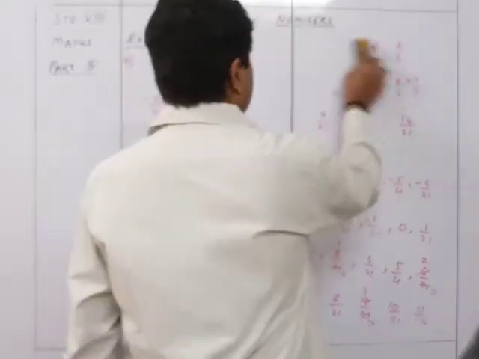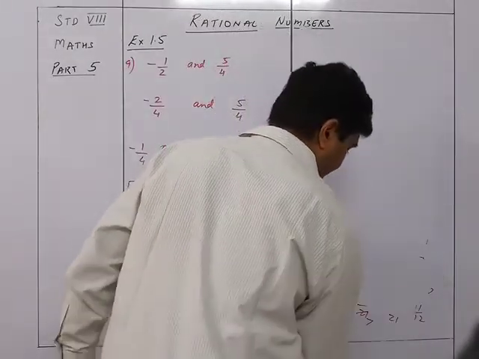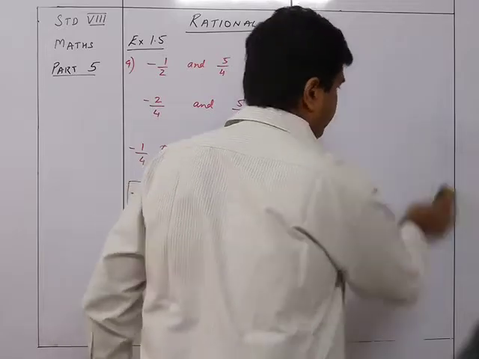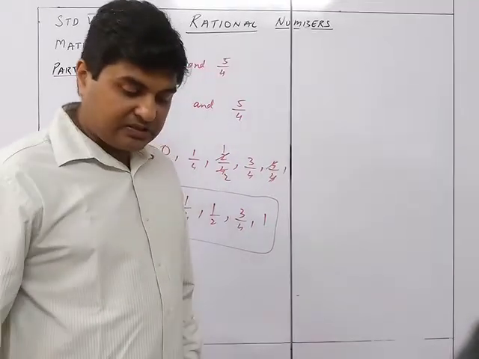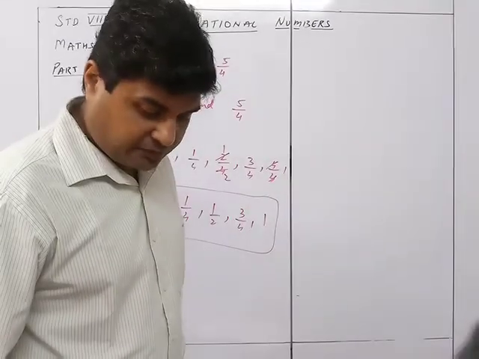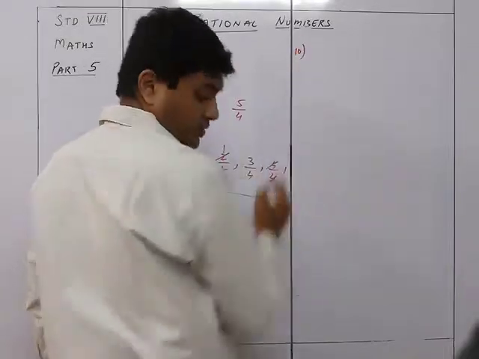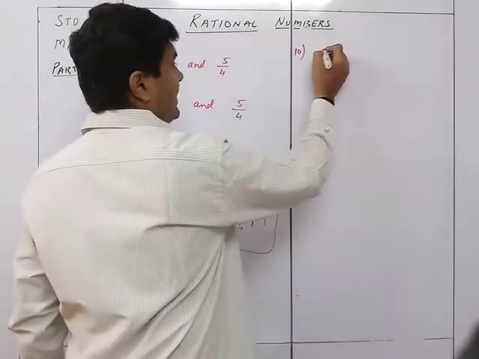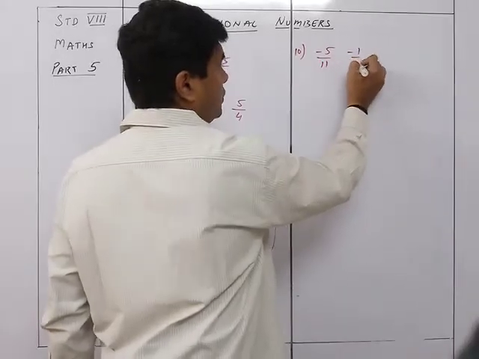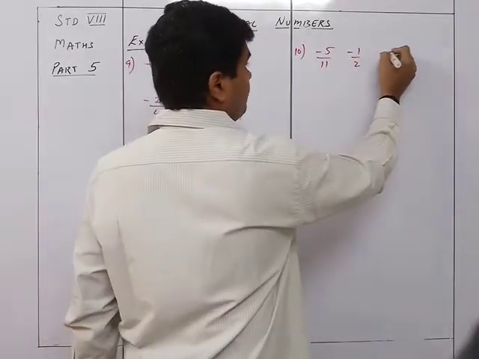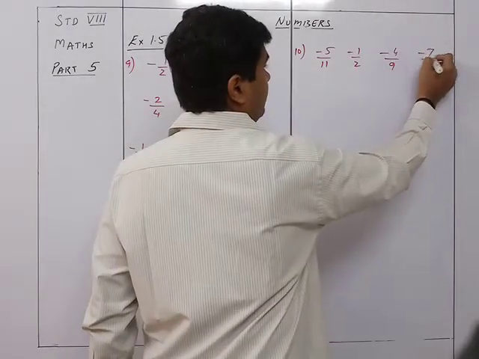We move on to the 10th sum, the last sum of the exercise. Identify the rational number which is different from the other 3. Explain your answer. So the question is, you have to identify. So it's minus 5 upon 11. Next is minus 1 upon 2. Next is minus 4 upon 9. And lastly is minus 7 upon 3.